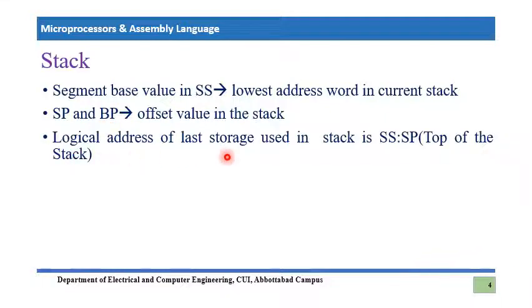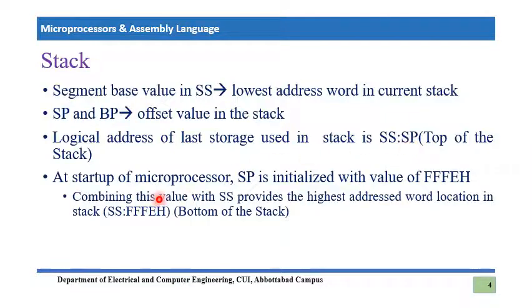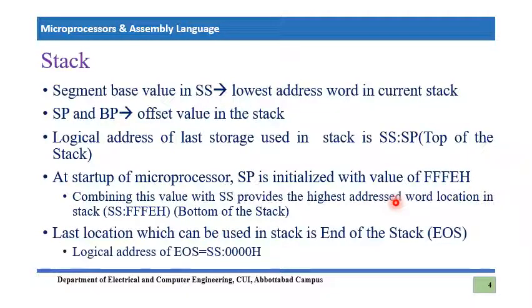The logical address of the last storage place used in the stack is always equal to SS:SP, and that is also known as the top of the stack, as we learned in the last lecture. So the last address which is used in the stack is basically the top of stack. Similarly, at startup, when we haven't filled any information in the stack, SP is always initialized with triple F E, and remember that is the bottom of the stack, which provides the logical address offset for the bottom of stack, right?